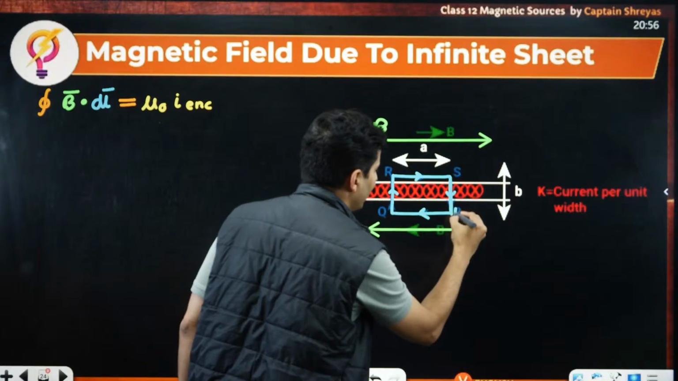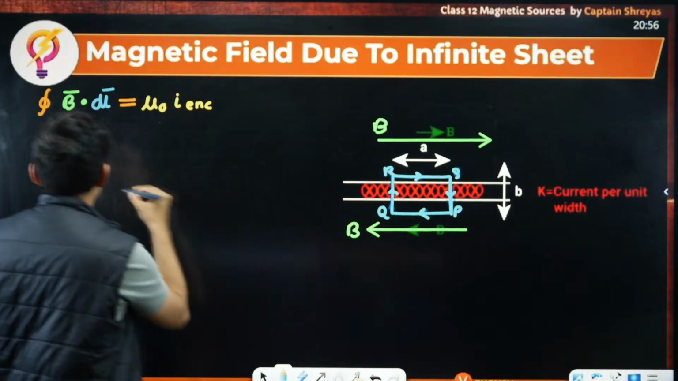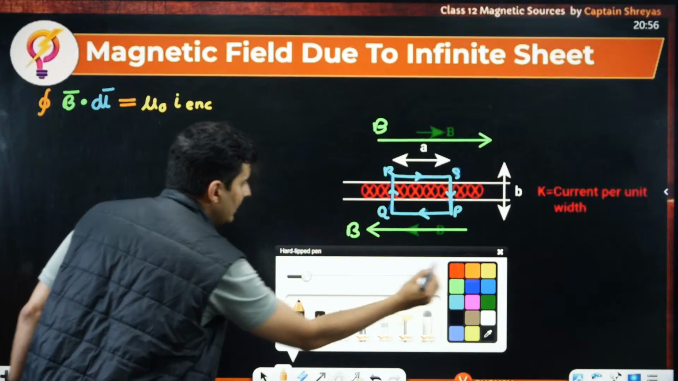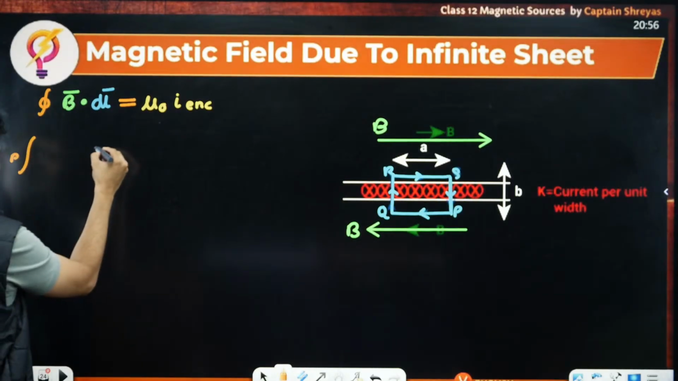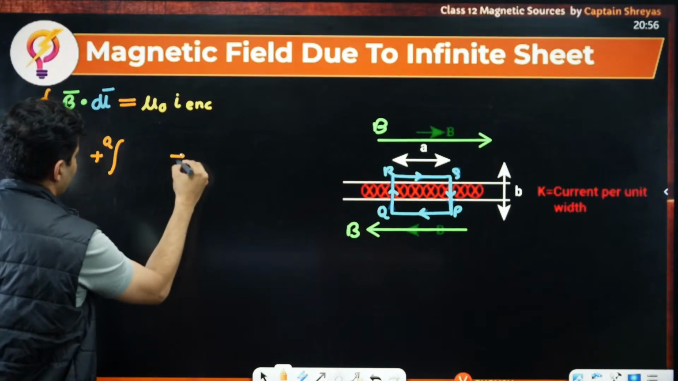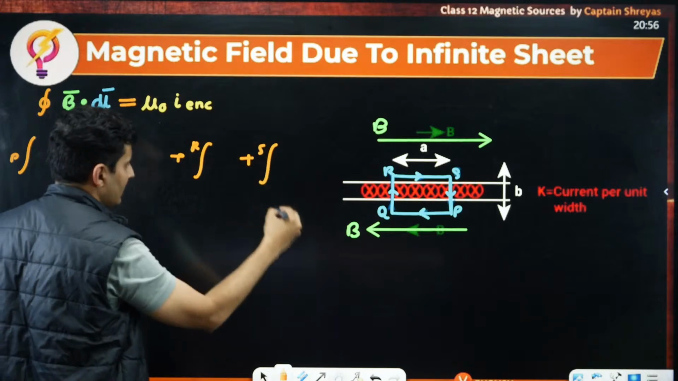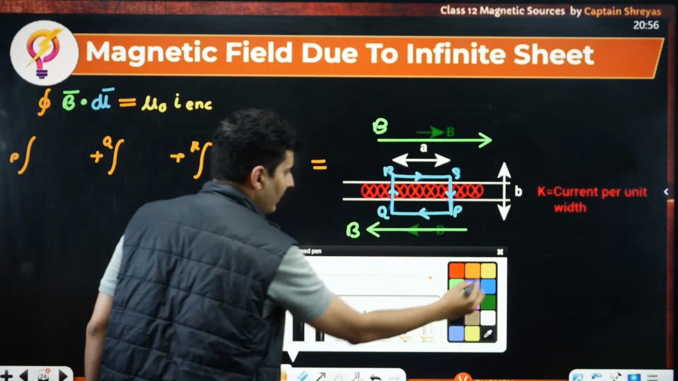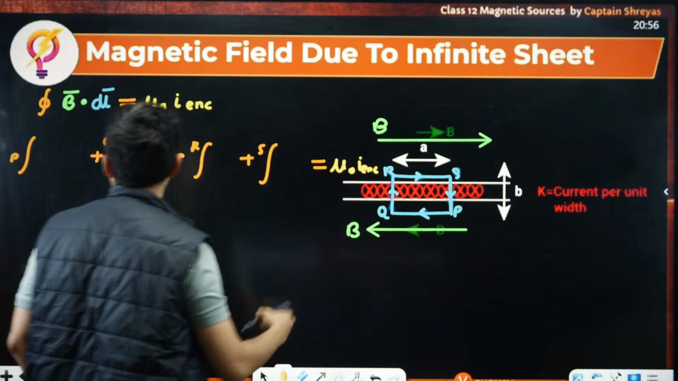So there are some points which have been labeled P, Q, R, and S. I will just integrate this. Now the cyclic integral will split into 4: one for P to Q, plus Q to R, plus R to S, and plus S to P. This whole thing will be equal to mu naught into I enclosed.